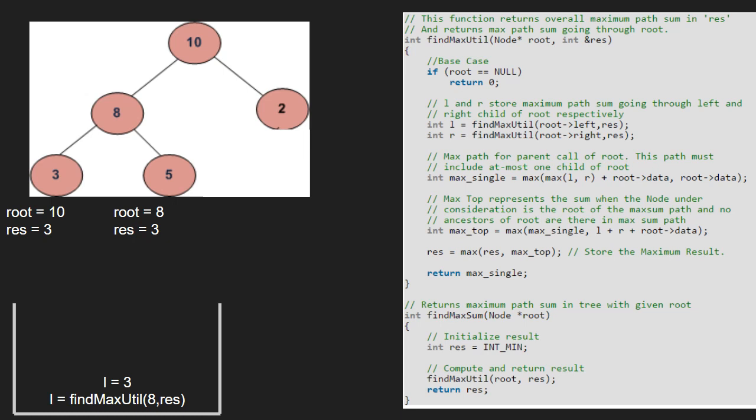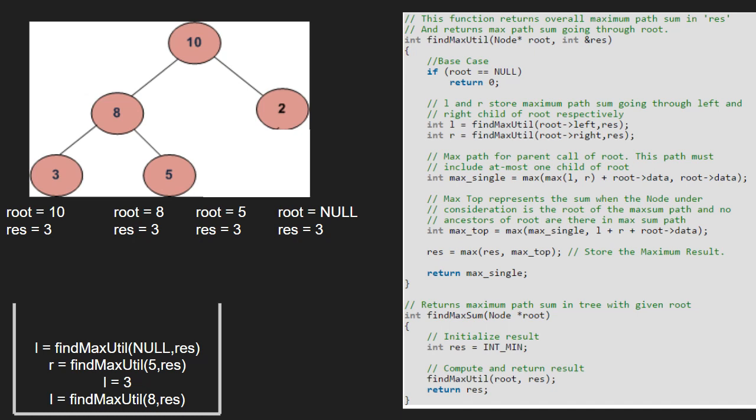Execution for node 8 is resumed and now we pass the right child of 8, which is 5. Again, as root is not null, we pass the left child of 5, which is null. Since root is pointing to null, we return 0. Now we pass the right child of 5, which is also null. Again, as root is null, we return 0. Now we take maxSingle variable and since both R and L are 0, maxSingle will have value equal to root's data.